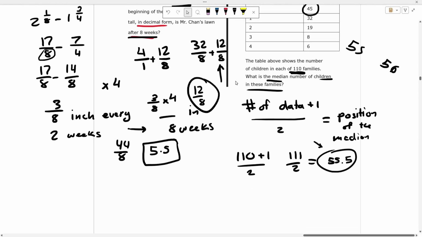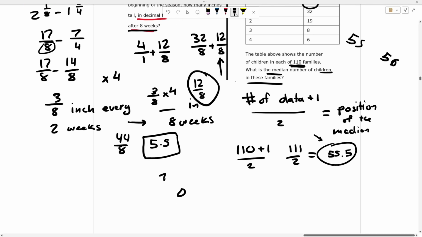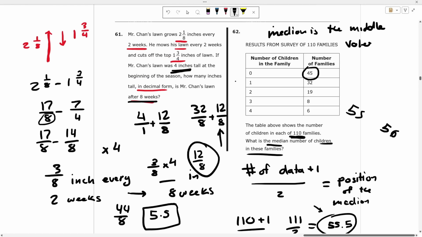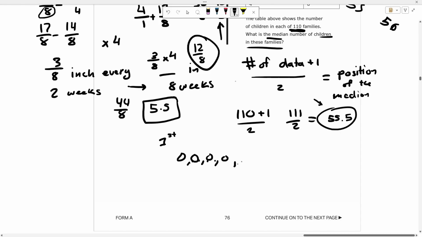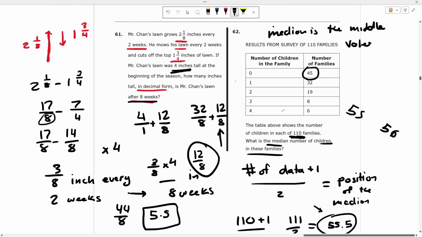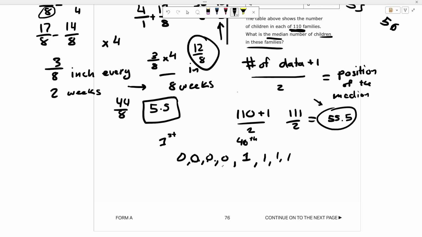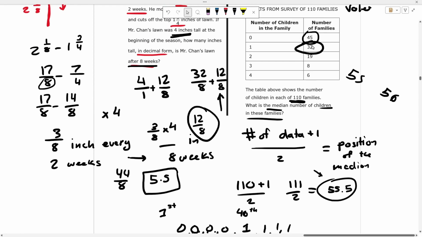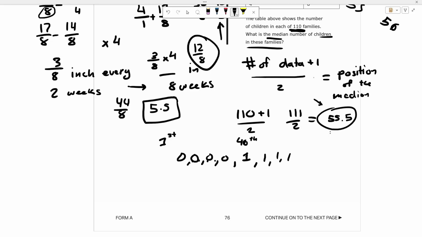So let's just arrange this. We know that from 0, that 0 is going to be my first piece of data. And all the way up, I'm going to have 0, 0, 0, all the way until my 46th piece of data. Okay, then I'm going to have 1, 1, 1 for how many times? Well, 32 more times. 45 plus 32 is going to be 77. So my 1s are going to continue until 77. So my last 1 is on the 77th position.